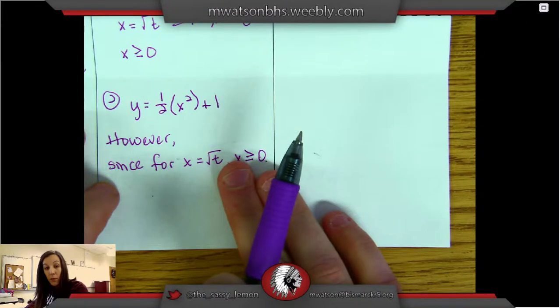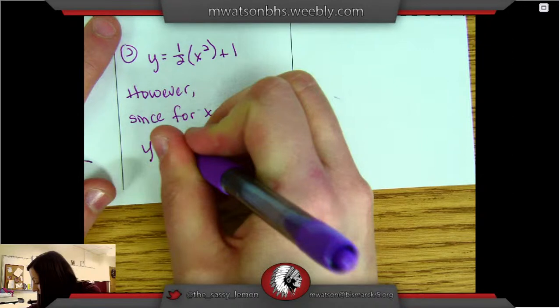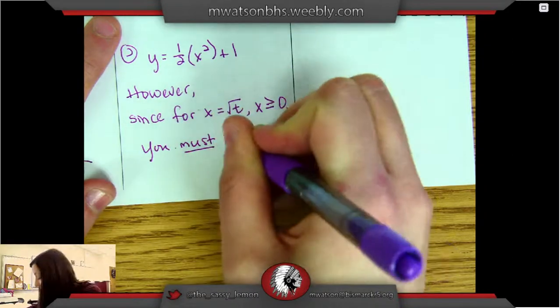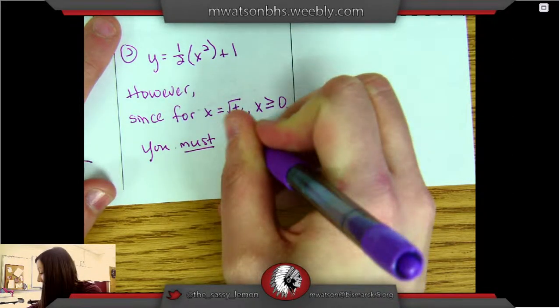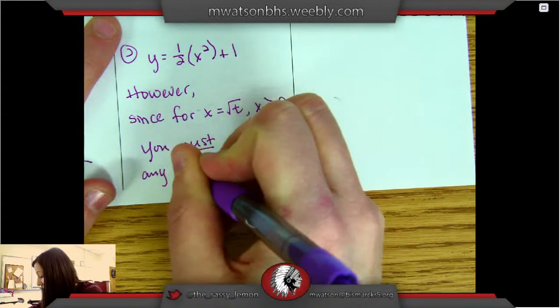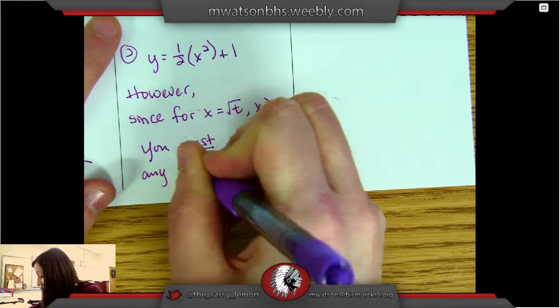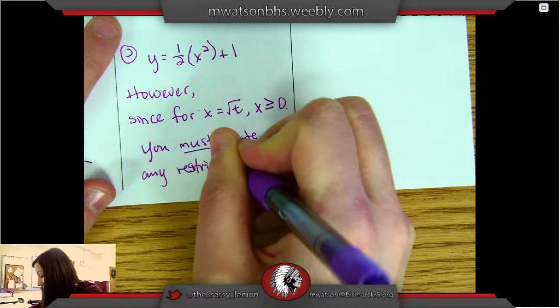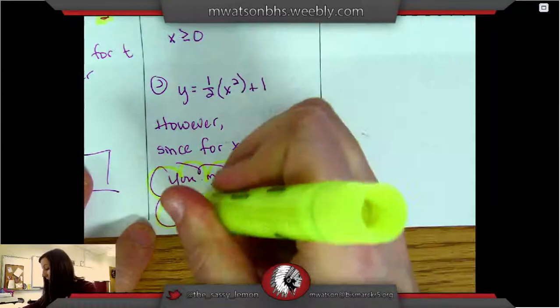So let's make a note down here. You must note any restricted domains. And that's a really big deal, like I've said like 3 times already. So just make sure that you're accounting for that in your problems.